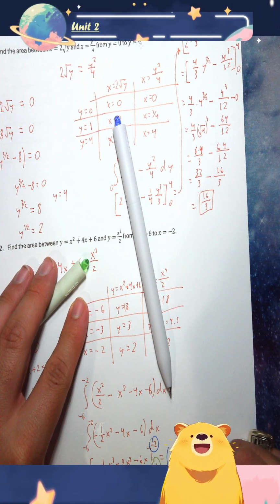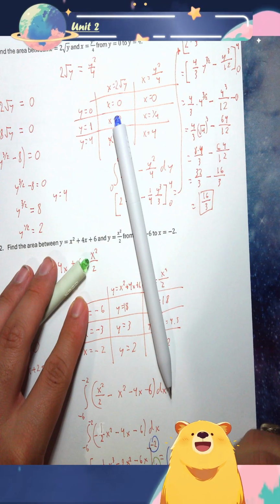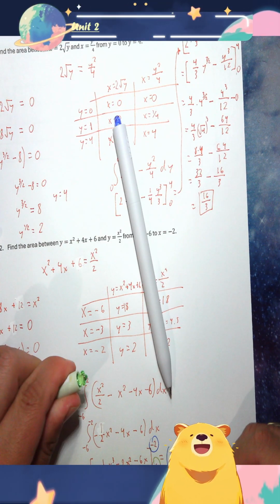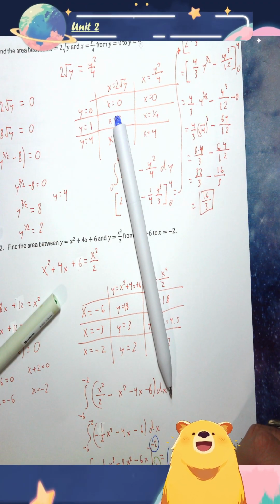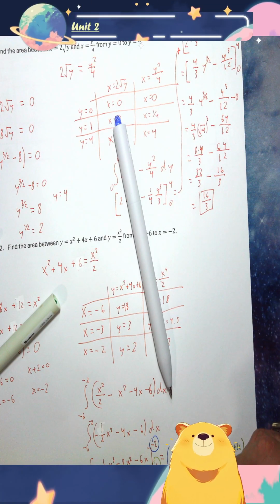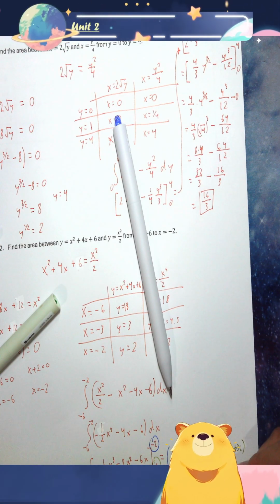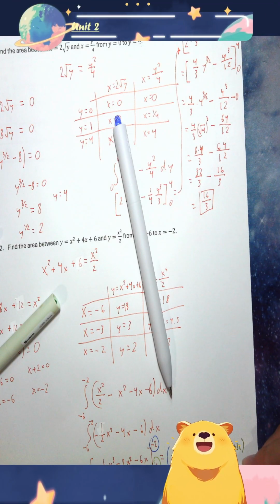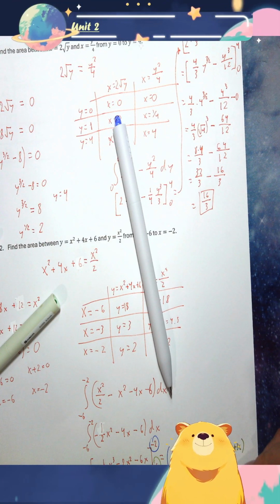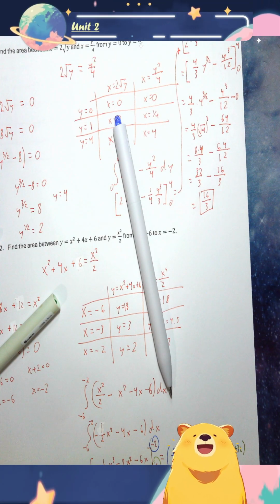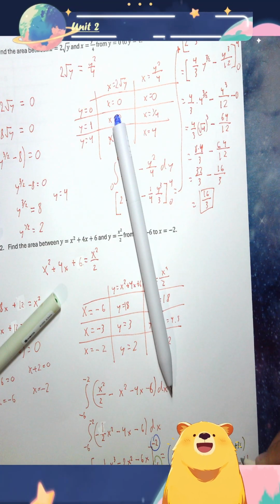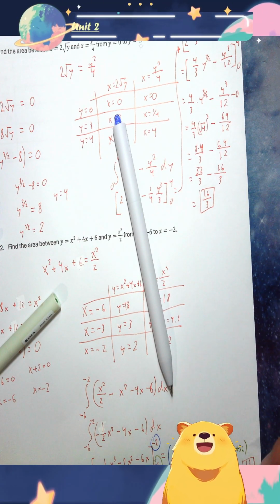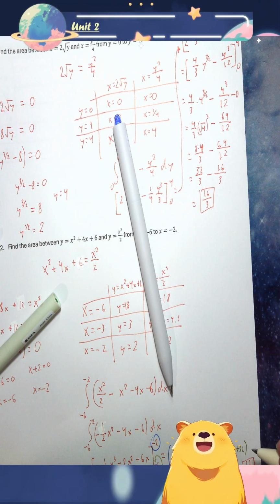8 over 6 plus 4. Simplify this. Actually, I'm going to simplify that. Both of those are divisible by 2. So 3 over 2 plus 4. Cross multiply, we got 3 plus 8 over 2. I mean, cross multiply, butterfly method. We have 11 over 2 as our final answer. Okay. Let me just double check.